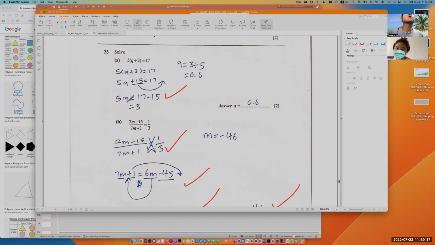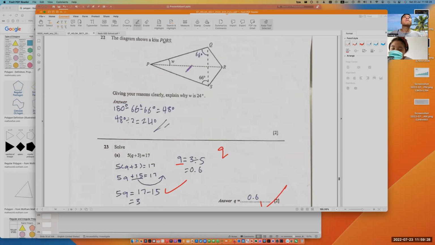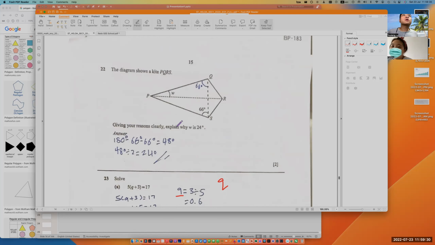This is Q. Oh, okay, good. So 3. Okay, good. The next time, your Q, you must write it clearly because this one looks like a 9 to me. Okay, then for this one, give your reason. Never write reason. So this one is called sum of a triangle. Then the 48 divided by 2.